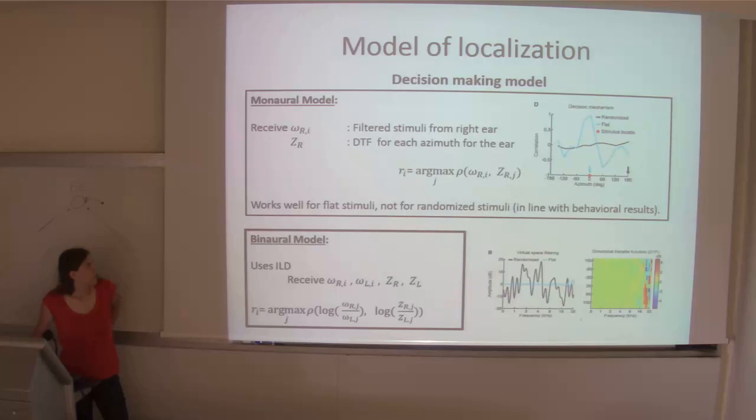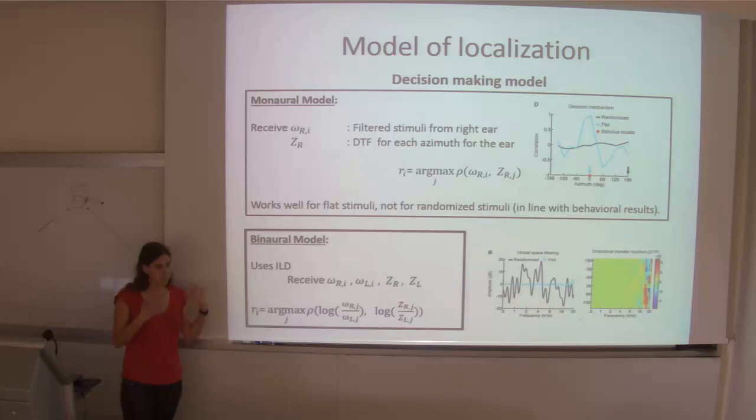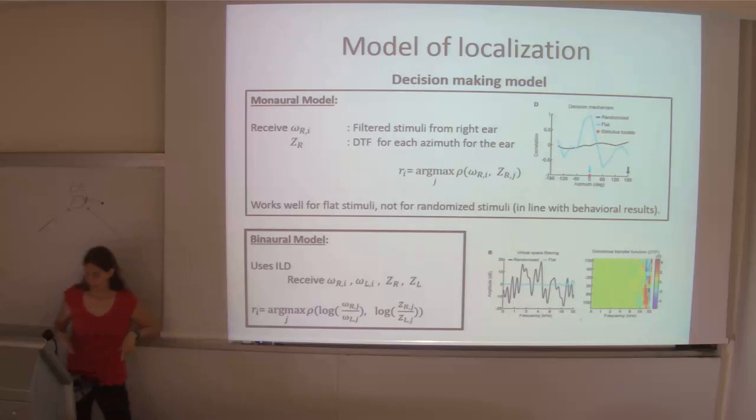Then they made a decision-making model. For the monaural model, it was simply based on correlation. They had the filtered stimuli and they had the DTFs for all the different azimuths, and they just chose the location that maximized the correlation between the original DTF and the filtered stimuli. And this did pretty well for the flat stimuli, but not so well for the randomized stimuli. And here the results pretty much matched the behavioral results. And for binaural listeners, they use the intensity level differences between the filtered sounds to both ears.